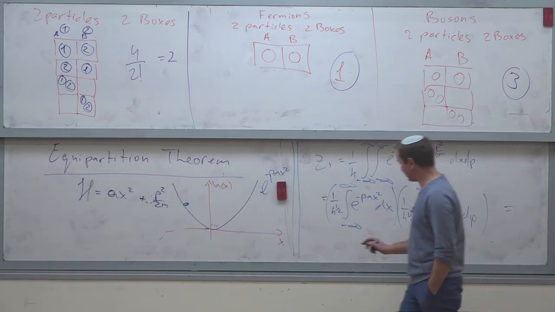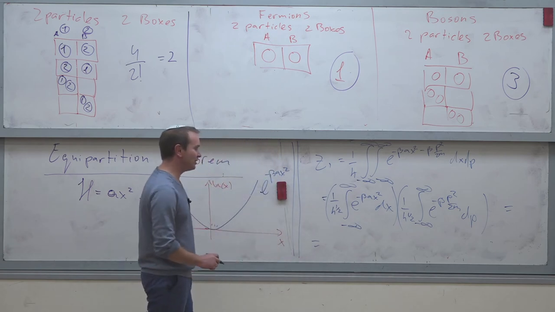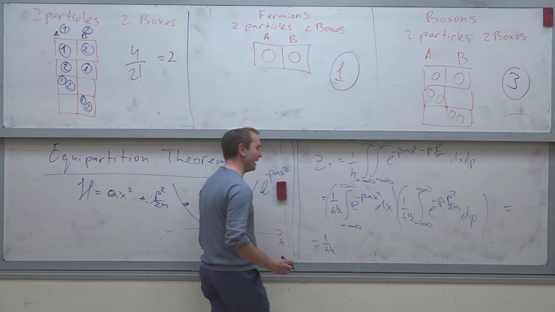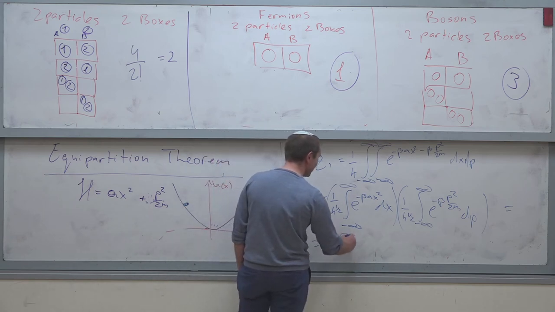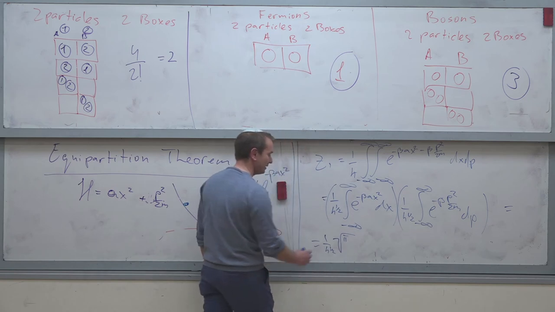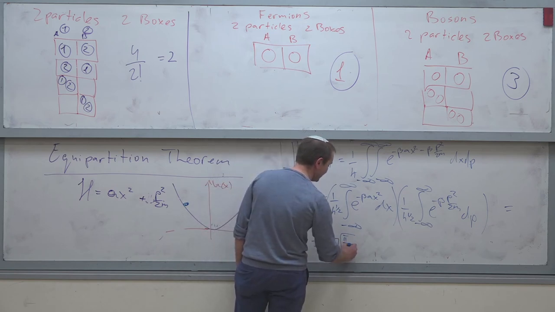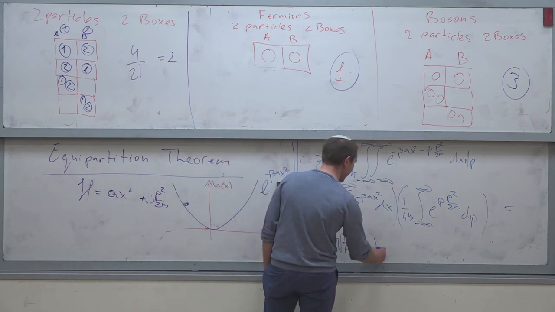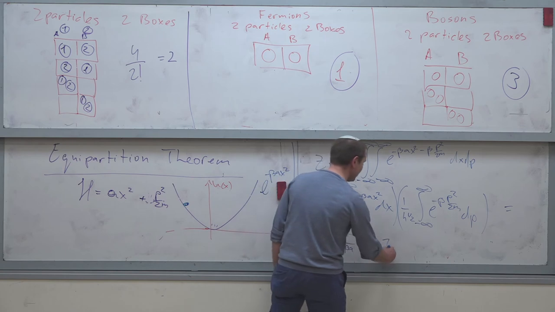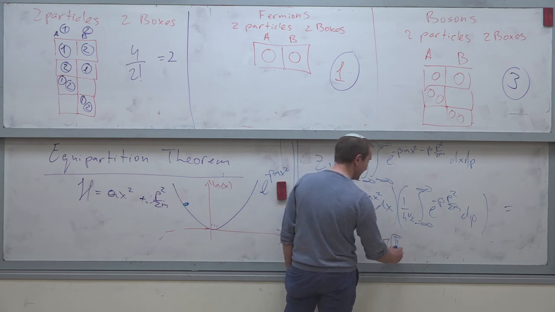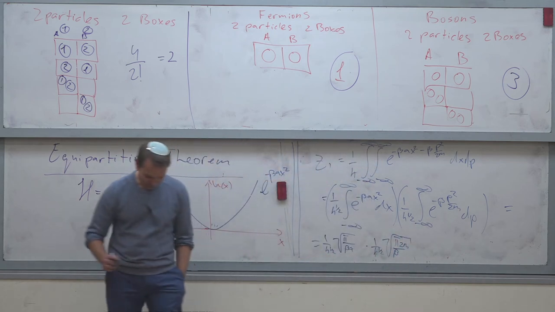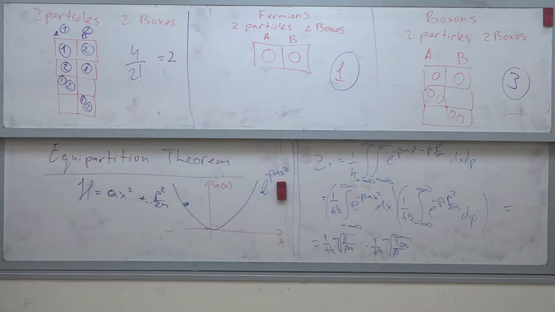Now, we are all mathematicians over here, so we know what this integration is. So we have 1 over h to the 1/2. This guy is a square root of pi divided by beta a. And this guy is 1 over h to the 1/2, a square root of pi divided by beta multiplied by 2m.